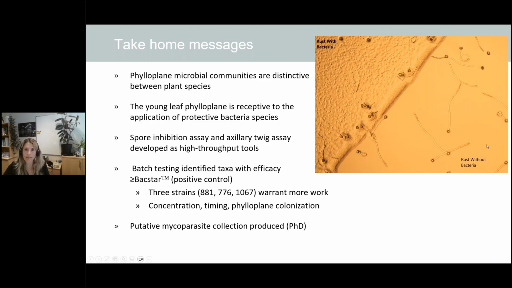And what you can see in the slide on the right-hand side is you can see the rust germinating quite happily without bacteria. And then on the left-hand side, you can see the bacteria inhibiting the rust germination.